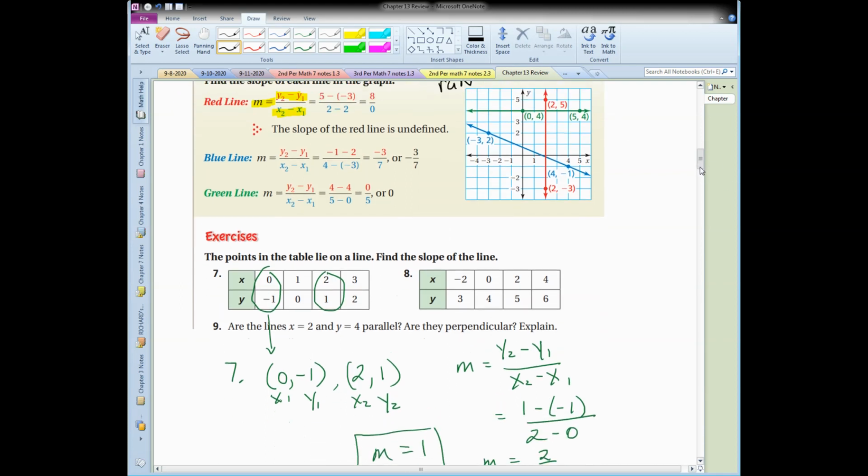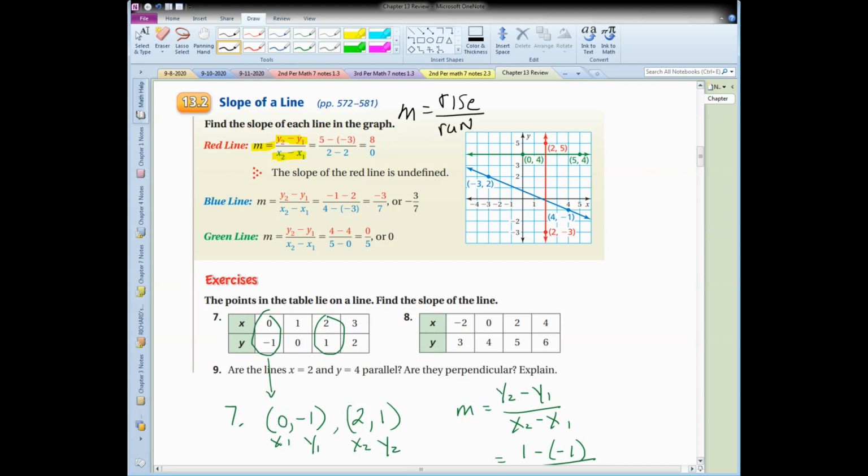So here's an example. You can see the example here. You want to find the slope of each one of these lines. And this is a good way to show, like the green line, that the green line is a horizontal line. And then what happens? The slope for all horizontal lines is 0.